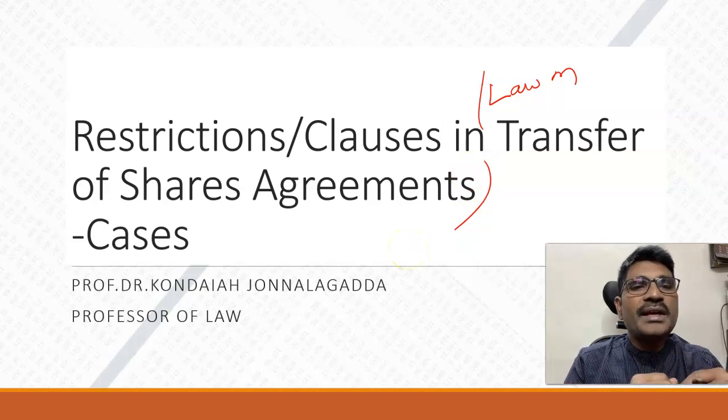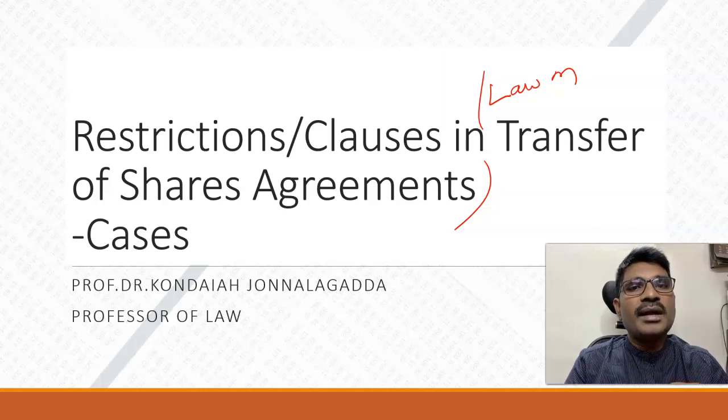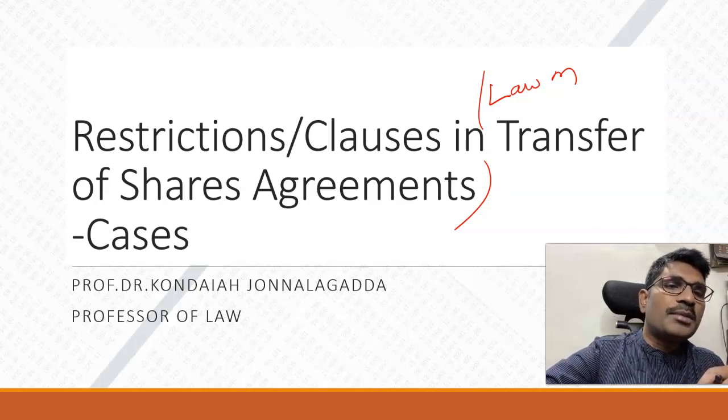Now let us try to understand why we discuss this elaborately. The shares in a public limited company are freely transferable. However, the shares in a private limited company are restricted. The company, through its articles of association, can keep restrictions on the transfer of shares. Whereas in public limited companies, the shares are freely transferable, and it is very clearly given under company law that the shares in public limited companies are freely transferable.